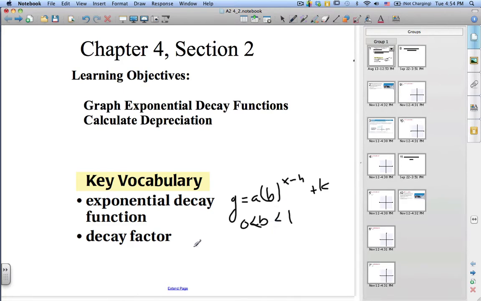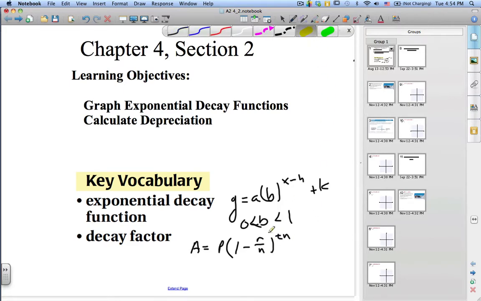Again, if we looked at the formula we had for calculating interest, if we're having a decay, that means we're subtracting a rate. And then this item here, just like it was the growth factor in a growth function, it's the decay factor in a decay function.